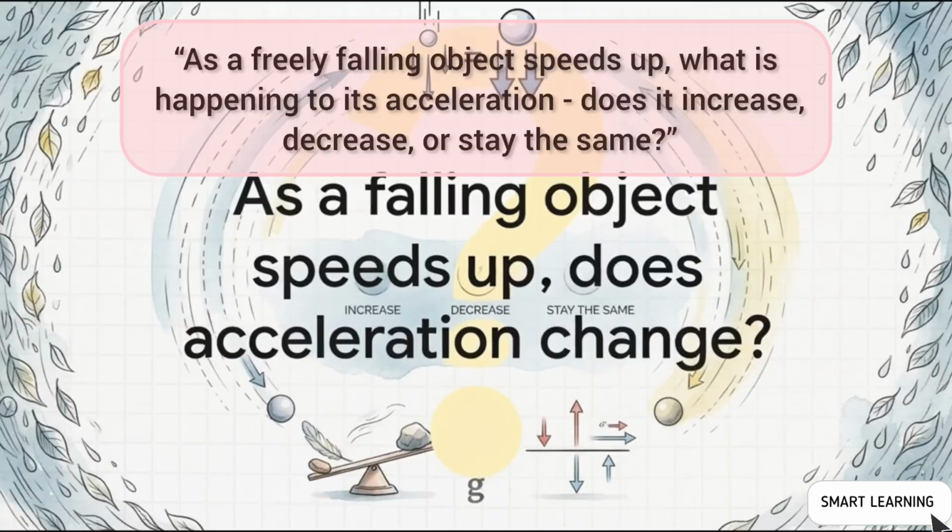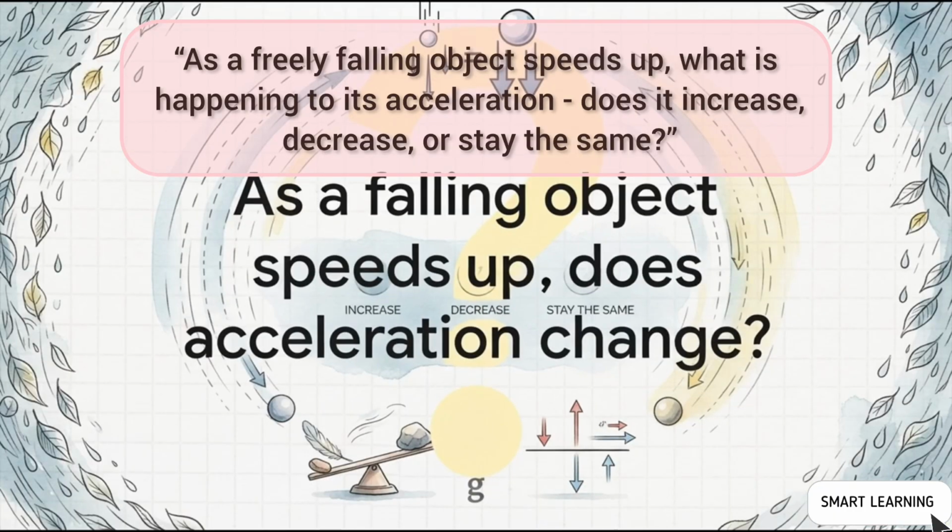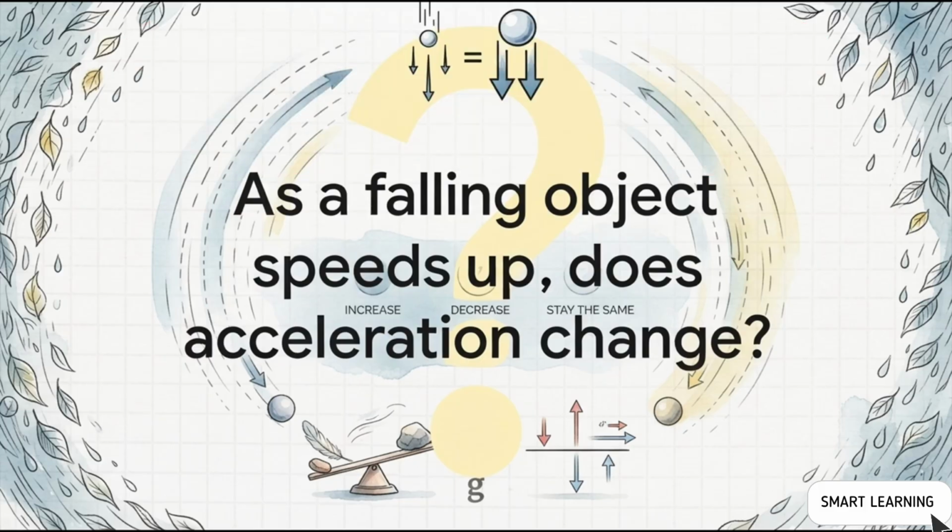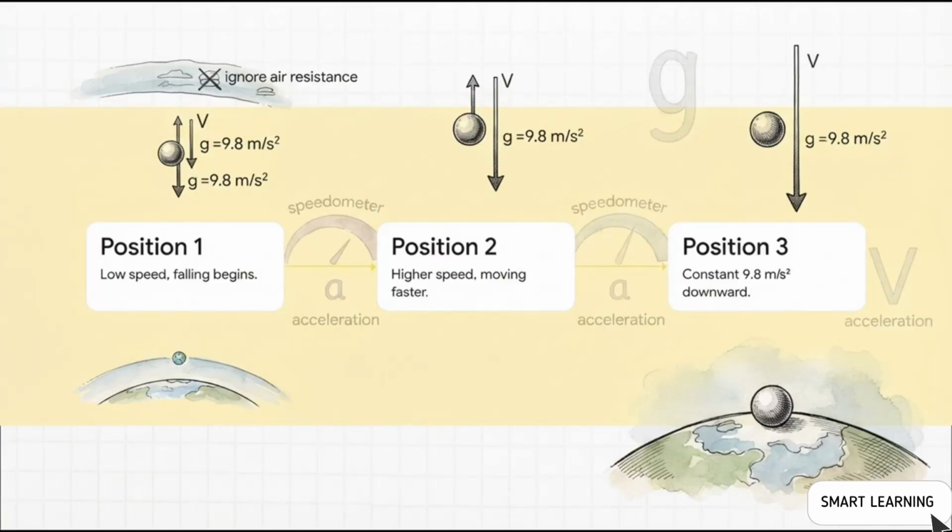Question 8. As a freely falling object speeds up, what is happening to its acceleration? Does it increase, decrease, or stay the same? We know it's visibly falling faster and faster, right? So what does that mean for the acceleration? Well, let's step through the motion.